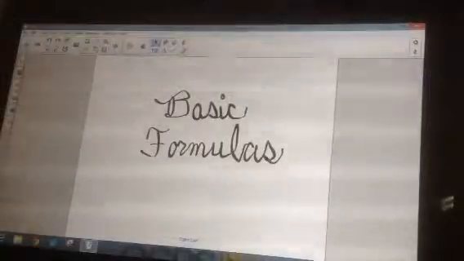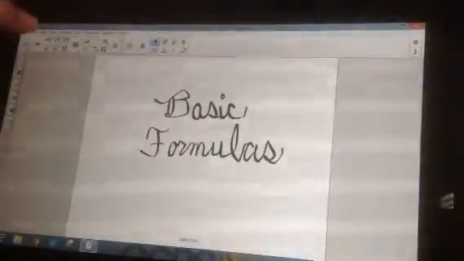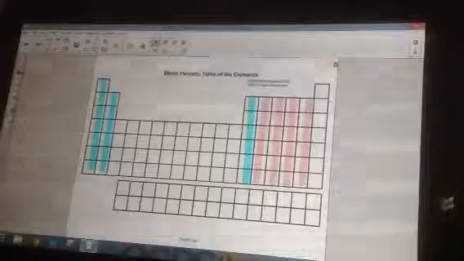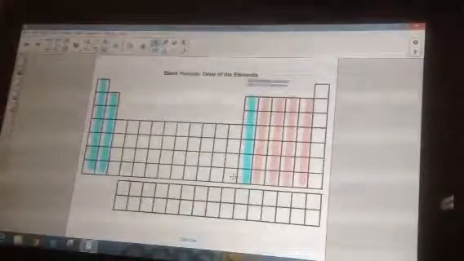This is a short video on formula writing basics. For this formula writing basics, we're going to only talk about a few columns. So we call these columns the tall columns because, as you can see, this section of the periodic table here is a shorter section. So we're going to only be talking about the section that we call the tall section.